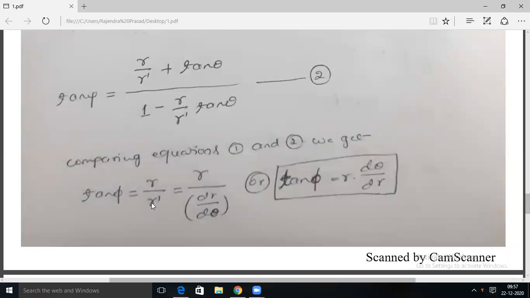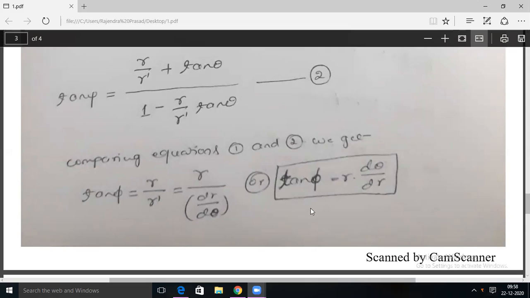R dash we shall consider here as dr by d theta. So r upon dr by d theta. This can be written as r into 1 upon dr by d theta. This is of the form a upon b by c, so this c goes to the numerator. So we get here r into d theta upon dr. So here tan phi is equal to r into d theta by dr. This is the angle between the radius vector and the tangent.